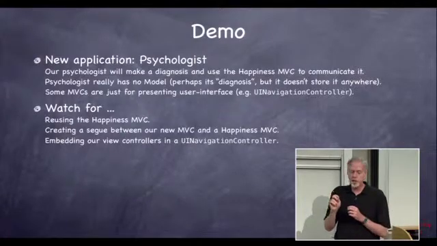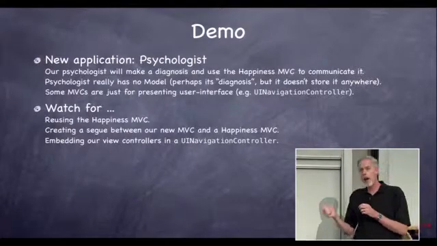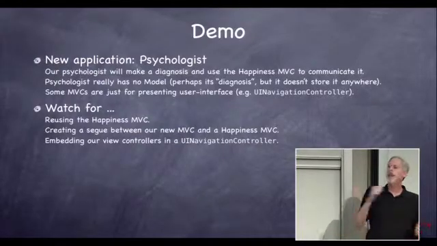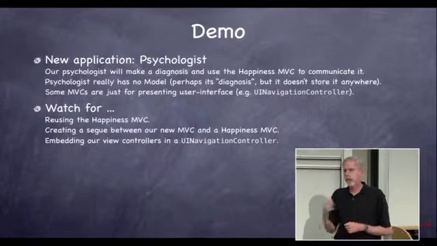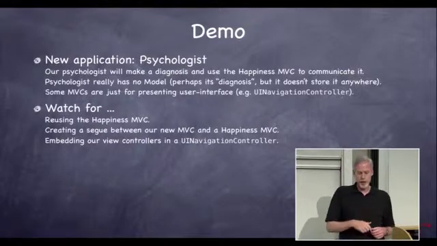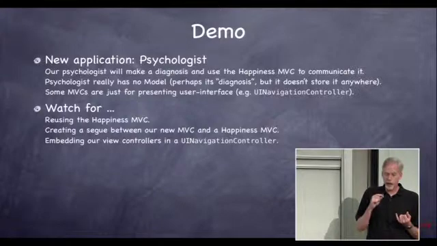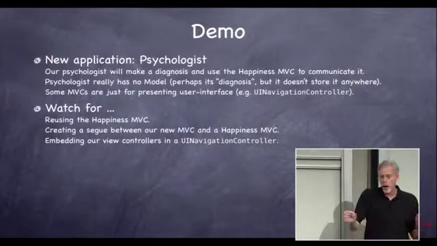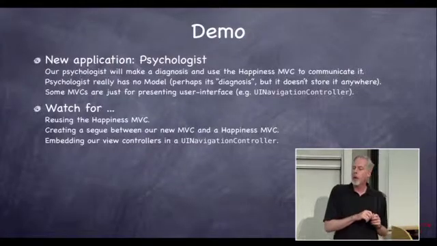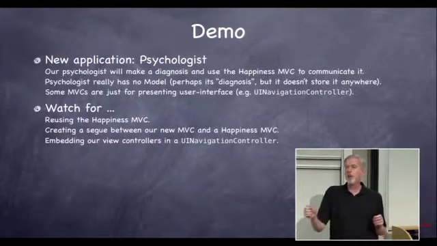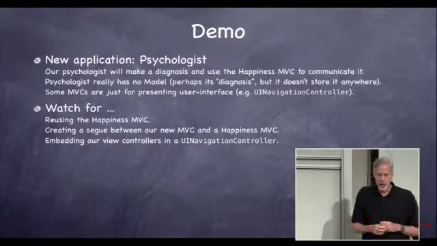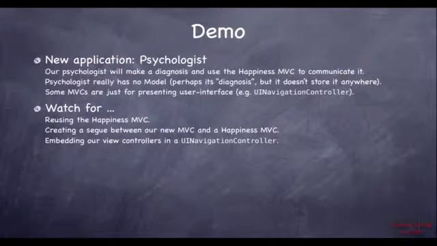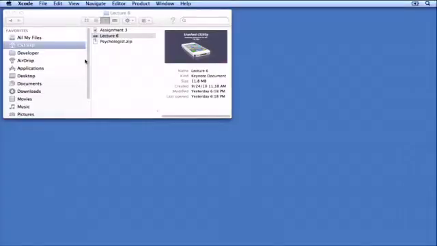What you should watch for in this demo, obviously we're going to reuse the happiness MVC in a new app. I'm going to start a new app from scratch, and I'm going to be dragging in my code for the happiness MVC and the face view. You also want to watch for my creation of the segue. I'm going to do both the segue where I go directly from a button, and the segue where it's named, where I'm going to perform the segue by name. And also, we're going to do this inside a navigation controller. All right? All right, let's do that.